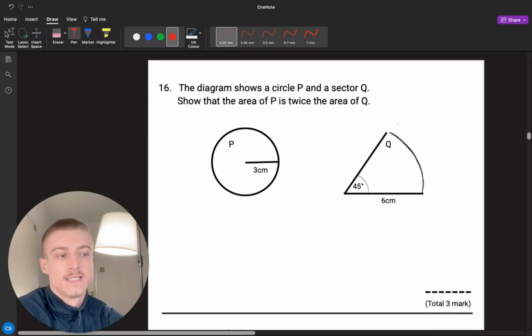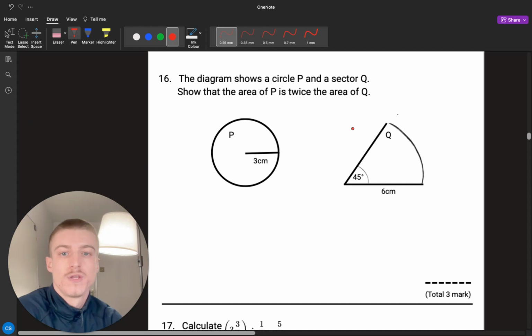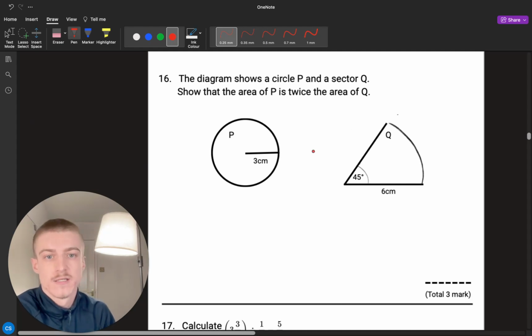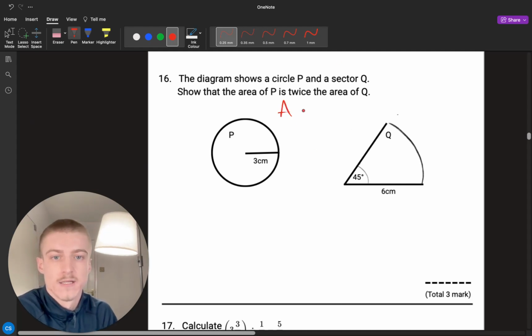Okay, question 16. The diagram shows a circle P and a sector Q. Show that the area of P is twice the area of Q. What is the area of a circle? It is pi r squared. So what's the area of P? We have pi times 3 squared. That gives us 9 pi straight away.